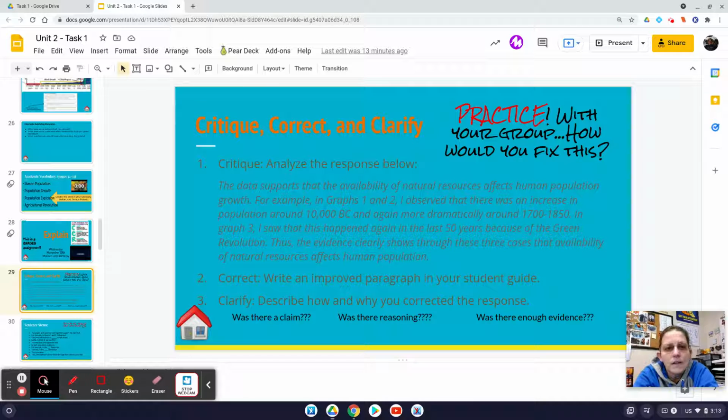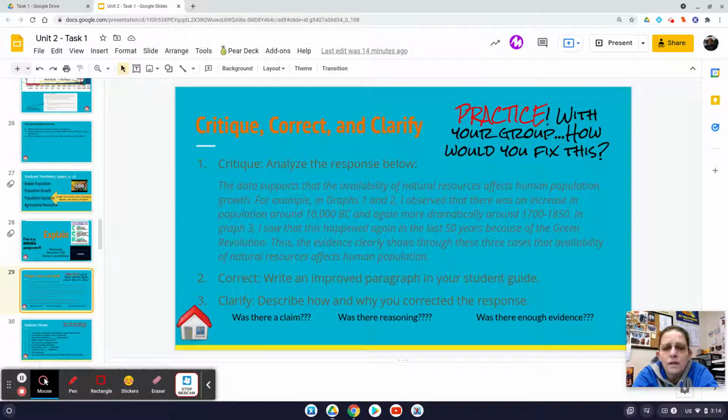So here is a response. The data supports the availability of natural resources affects human population growth. For example, in graph 1 and 2, I observed that there was an increase in population around 10,000 BC, and again, more dramatically around 1700 to 1850. In graph 3, I saw that this happened again in the last 50 years because of the Green Revolution. Thus, the evidence clearly shows through these three cases that availability of natural resources affects human population.